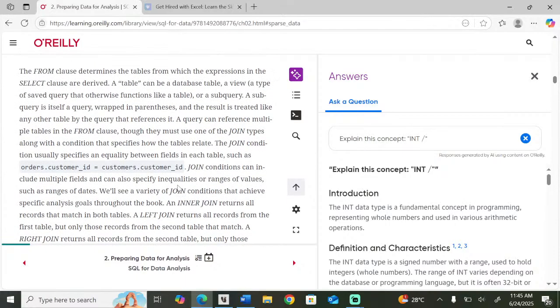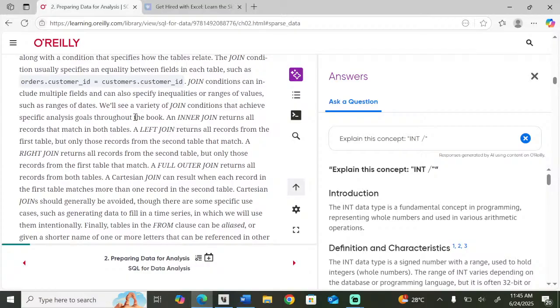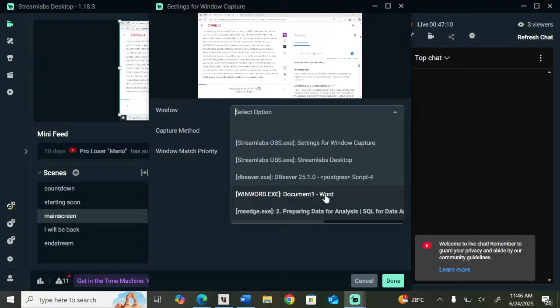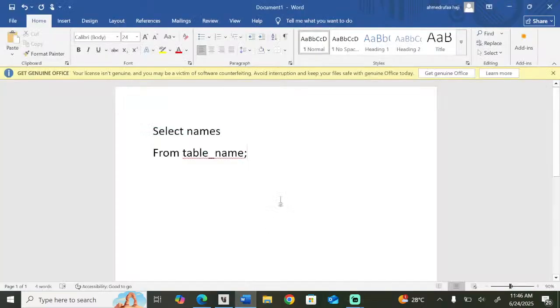So this is about joins. We have a few types of joins. We have the left join, so let's talk about that. And that is very important. Types of joins.